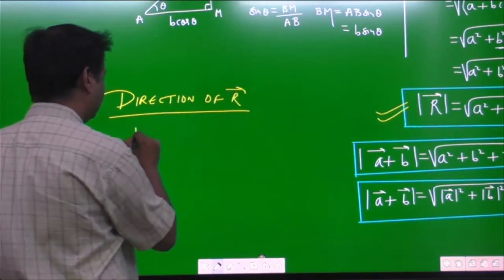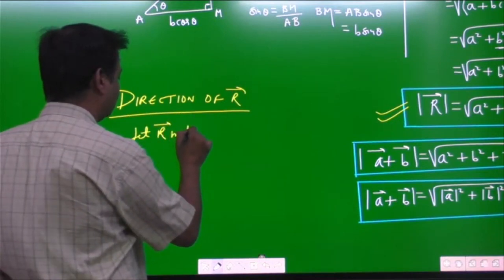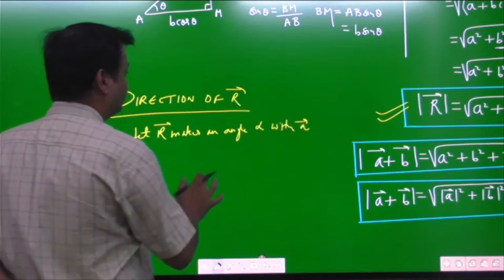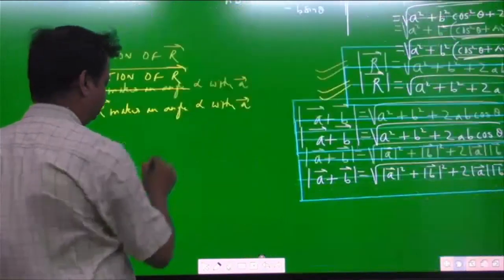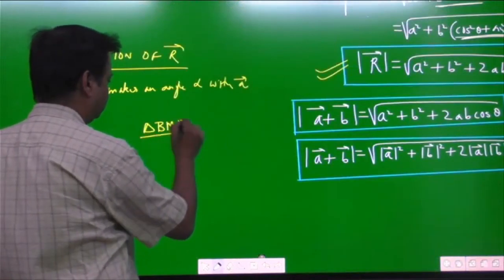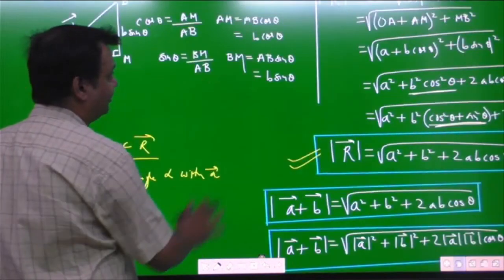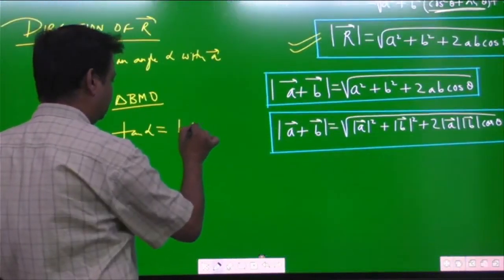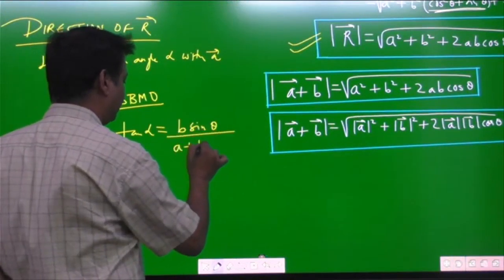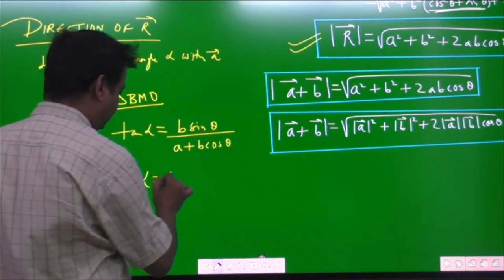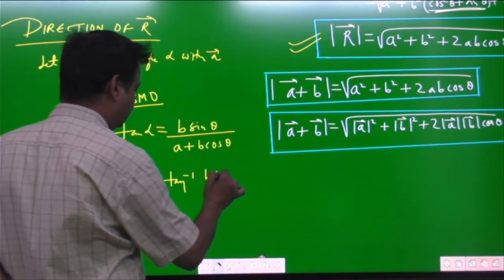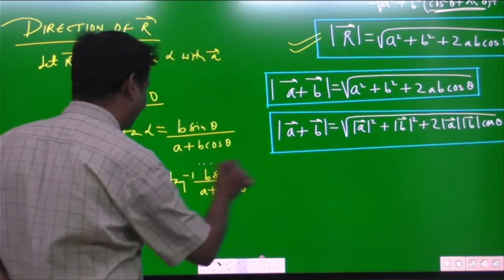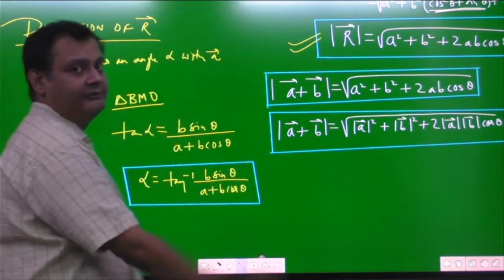Direction of vector R. Let R make an angle alpha with A. If you see the right angle triangle BMO, tan alpha will be the perpendicular divided by the base. The perpendicular is b sin theta, and the base is a plus b cos theta. So we'll get tan alpha equals b sin theta divided by a plus b cos theta. So alpha will be tan inverse of b sin theta divided by a plus b cos theta. This came to be the formula for the direction of vector R, the angle alpha which it is subtending with vector A. Got it?